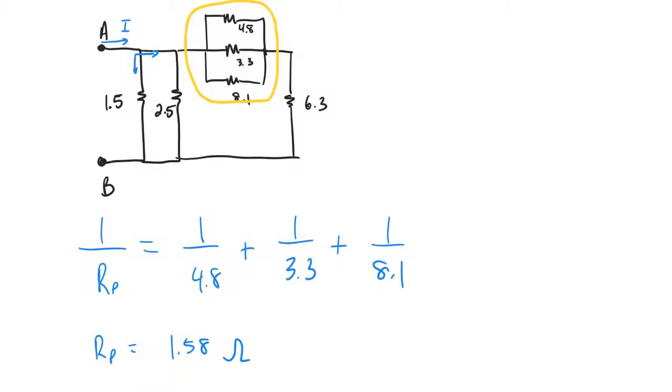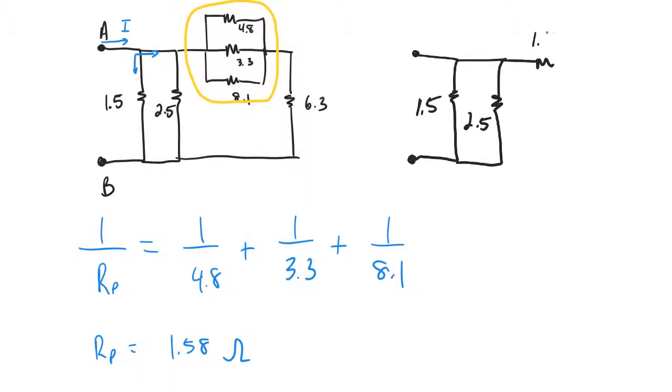So let's redraw the circuit now on the right. 1.5, 2.5, 1.58, and 6.3. So here's my new circuit, or my simplified version. Am I done? Obviously not, right? I'm only done when I have one resistor at the end. Only with one at the end.